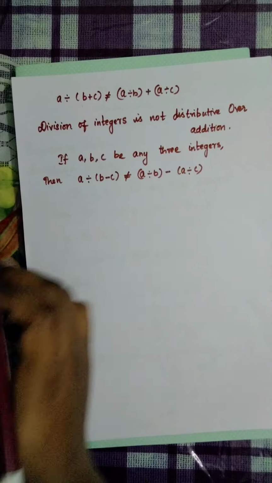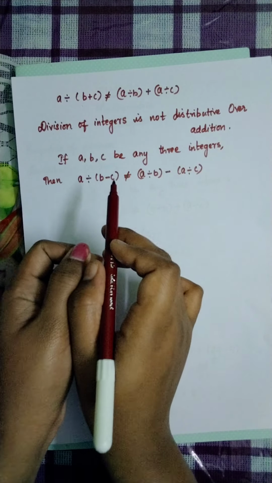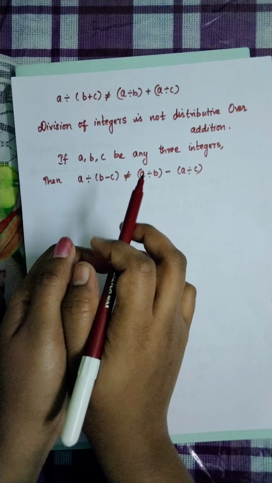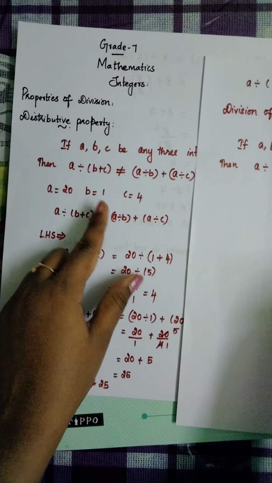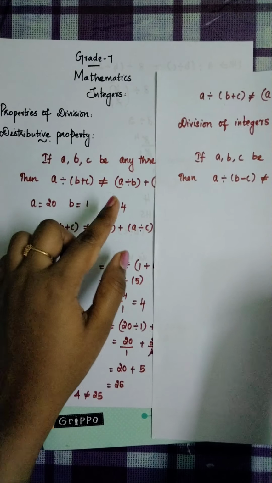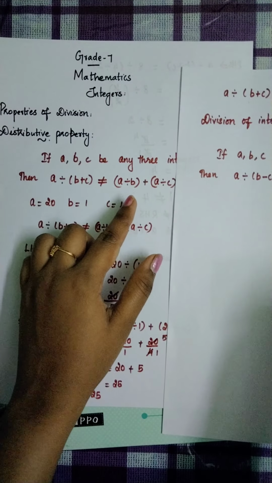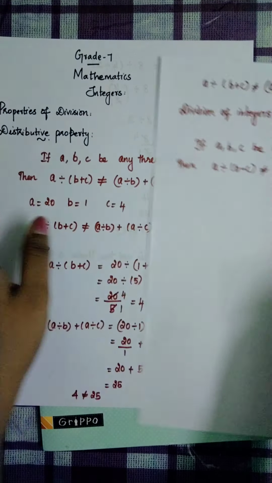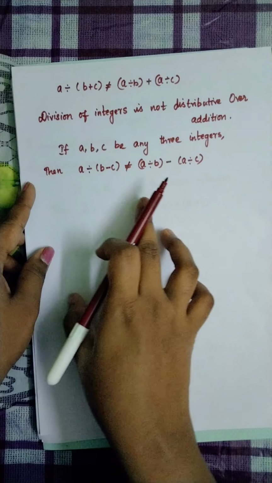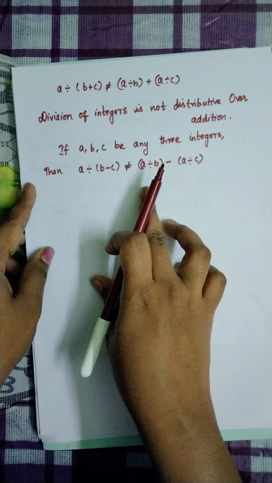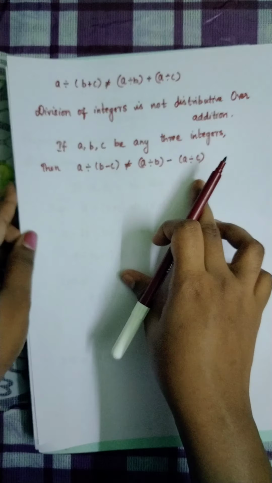Our condition is A divided by B minus C is not equal to A divided by B minus A divided by C. What is the condition for addition? A divided by B plus C is not equal to A divided by B plus A divided by C. So our condition for subtraction is A divided by B minus C is not equal to A divided by B minus A divided by C. Okay, we are going to check.